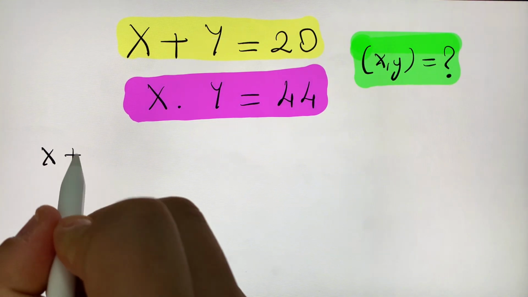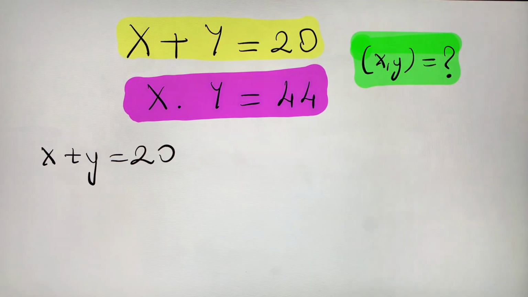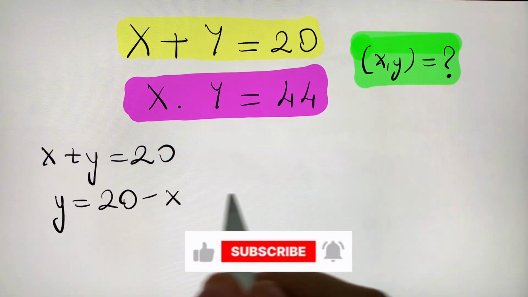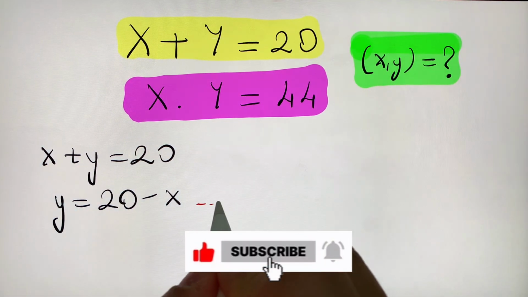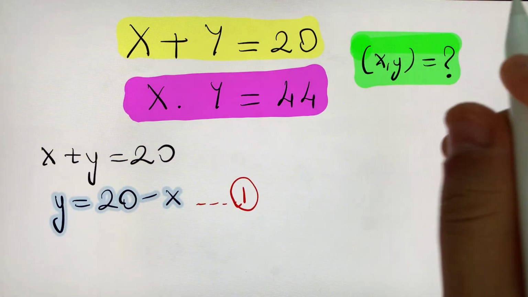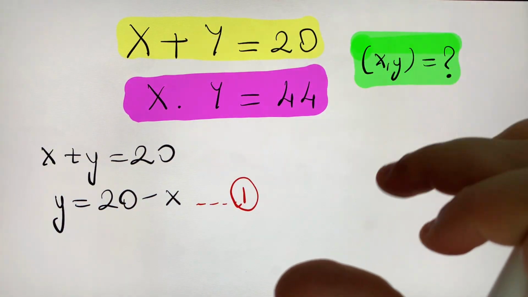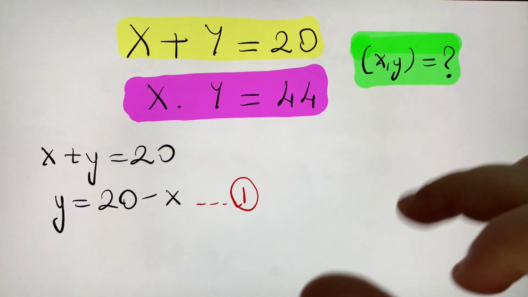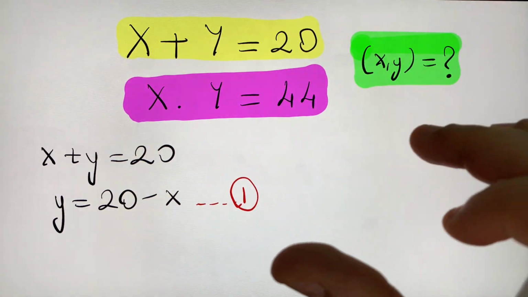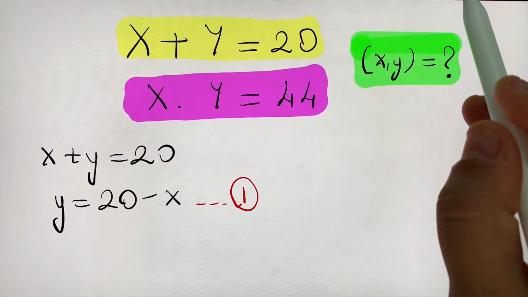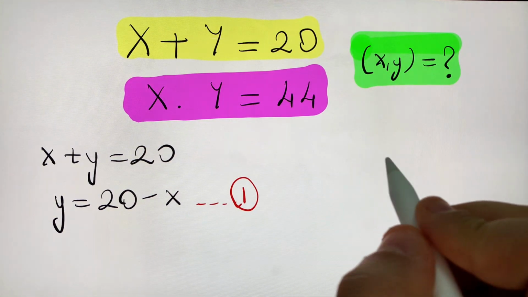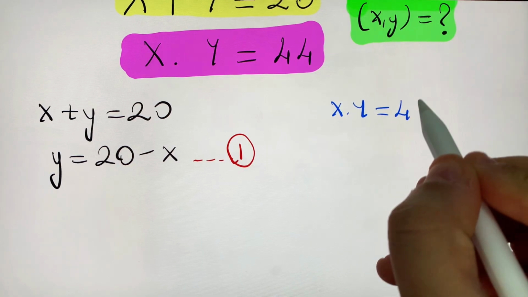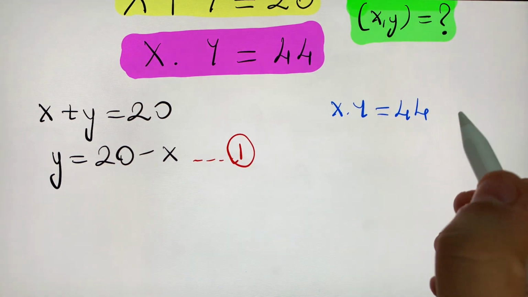X plus y is equal to 20. So y is equal to 20 minus x. Let this be our first equation. The problem initially gave us two equations, and wants us to find the values of x and y. Considering the second equation, x times y is 44.